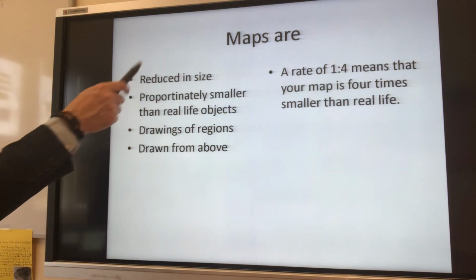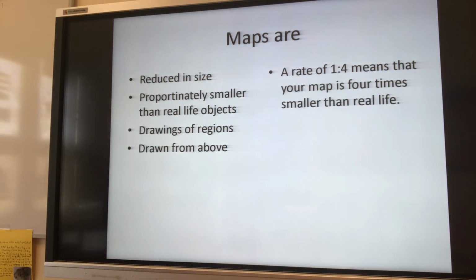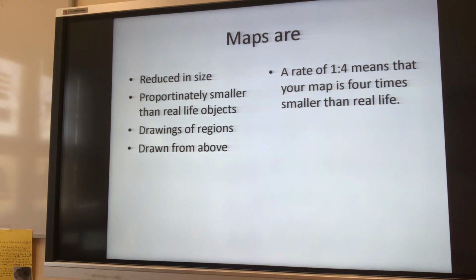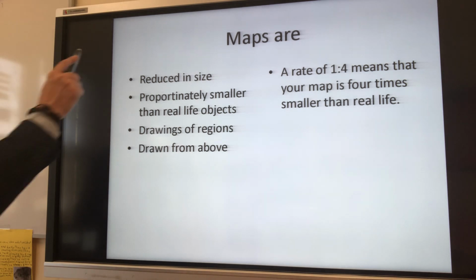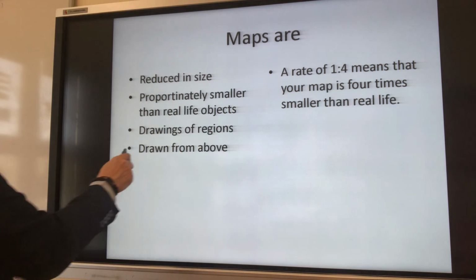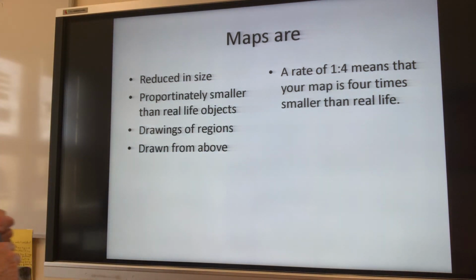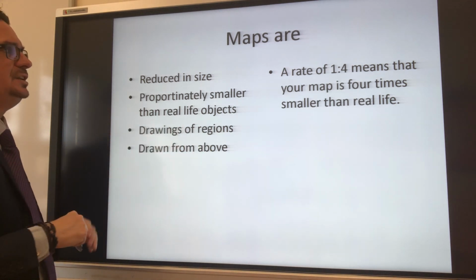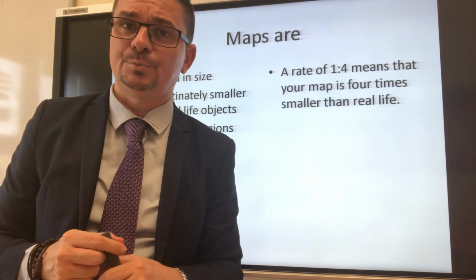Okay, so now we could see all these. Can you choose the first thing here? Arányosan kisebb, mint a valós tárgy. Which one is this? Proportionately smaller than real-life objects. Le van kicsinyítve a mérete. Reduced in size. Felülről van megrajzolva. Drawn from above. Good. Területek rajza. Drawings of regions.